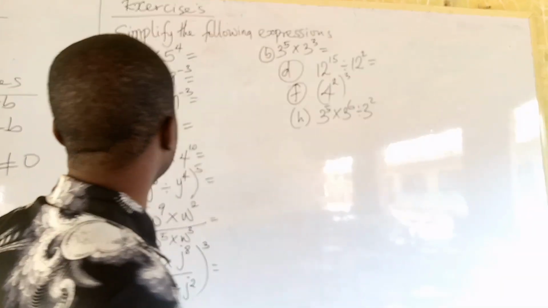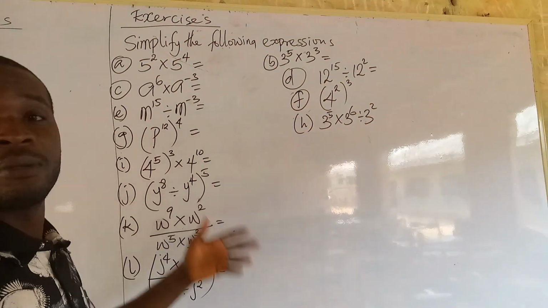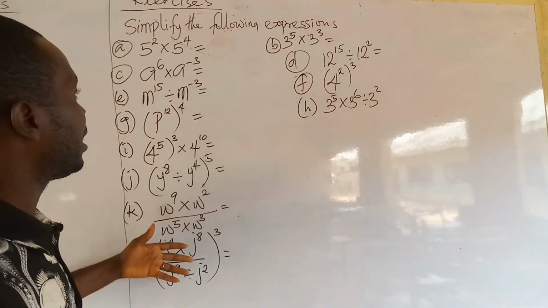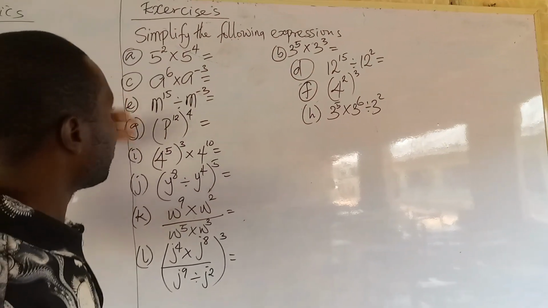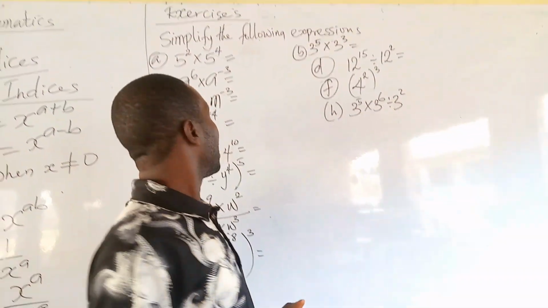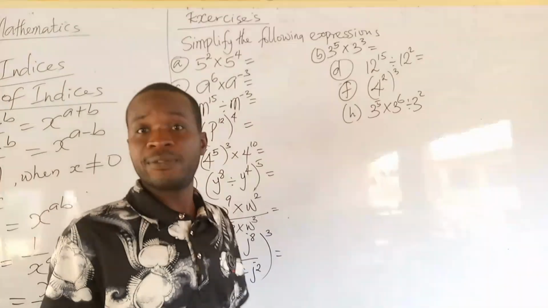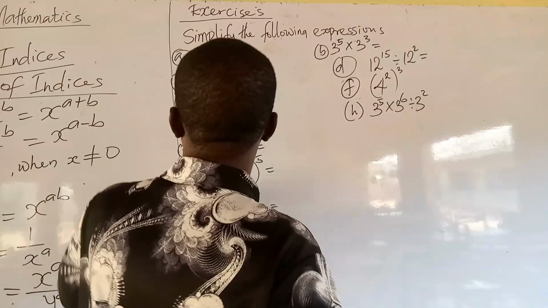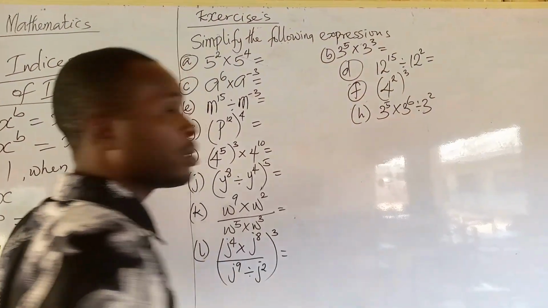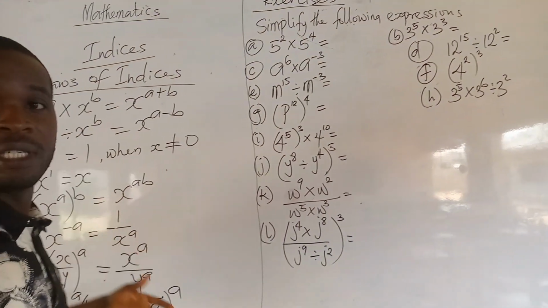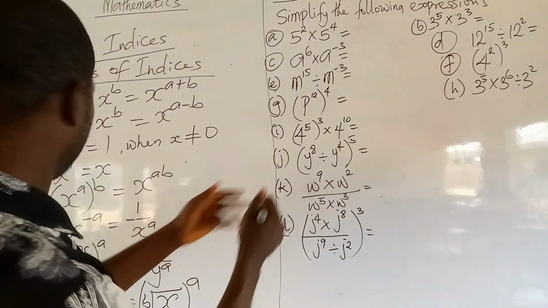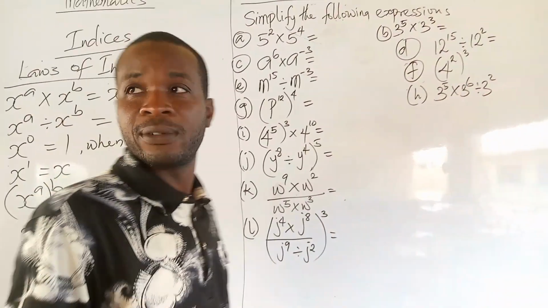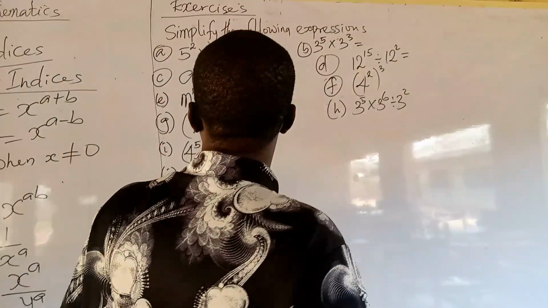To the exercises, we are going to start from simple ones, and as you can see, we have exercises from A to L. So I'm going to do some, then I will leave others for you viewers to also try. Now, if you can see, we have just run through the laws of indices, and for these questions, we're going to be using between law 1 to law 5.